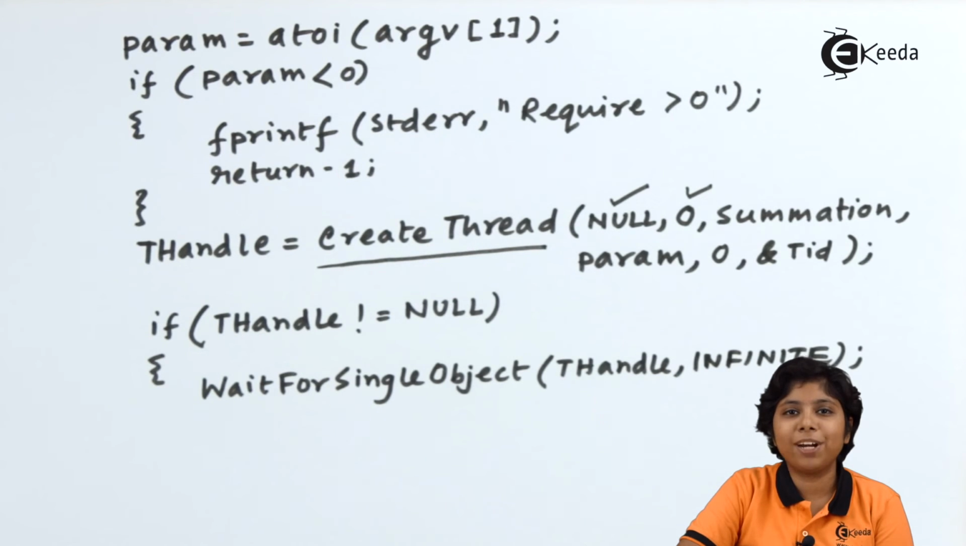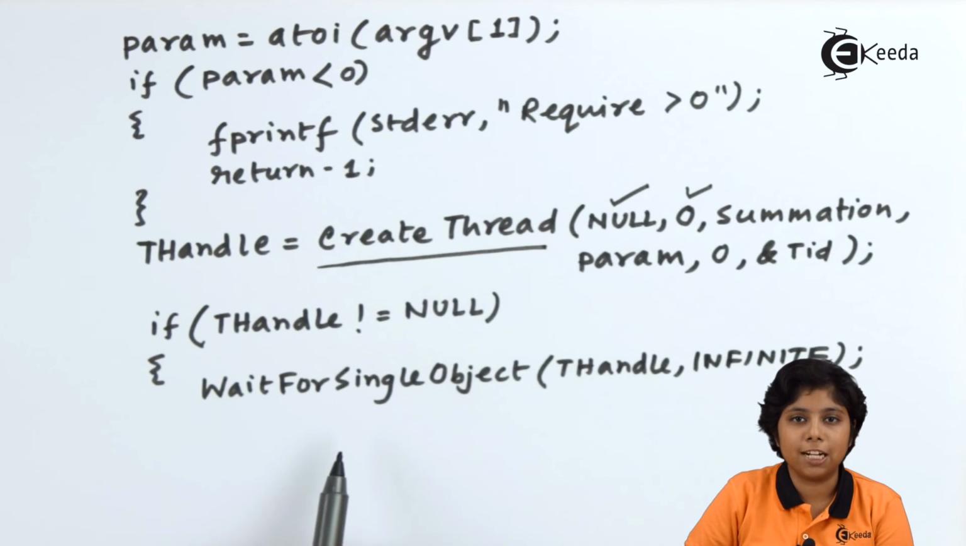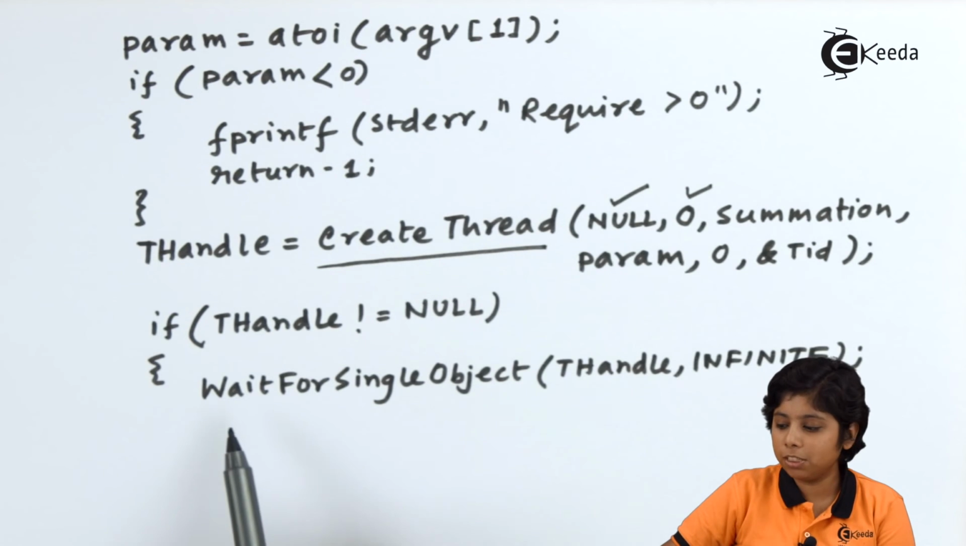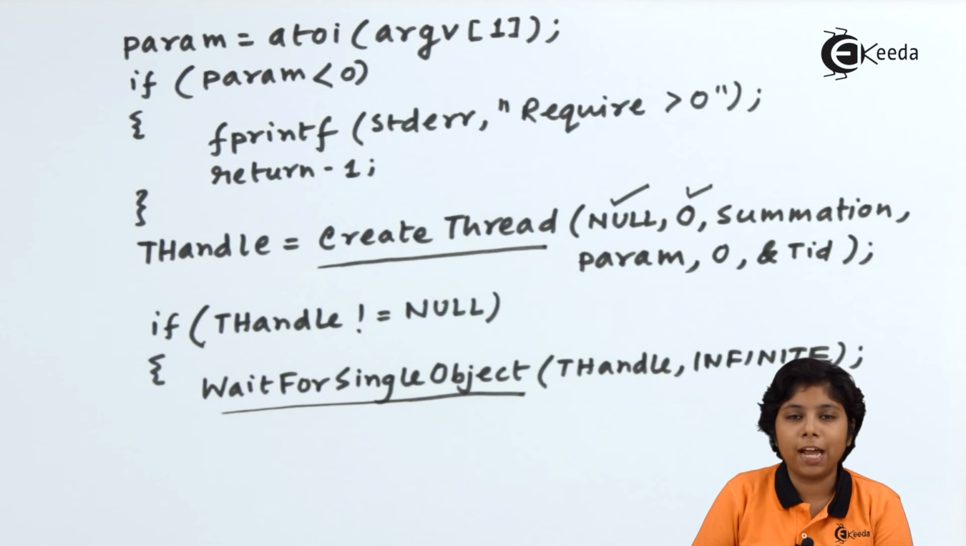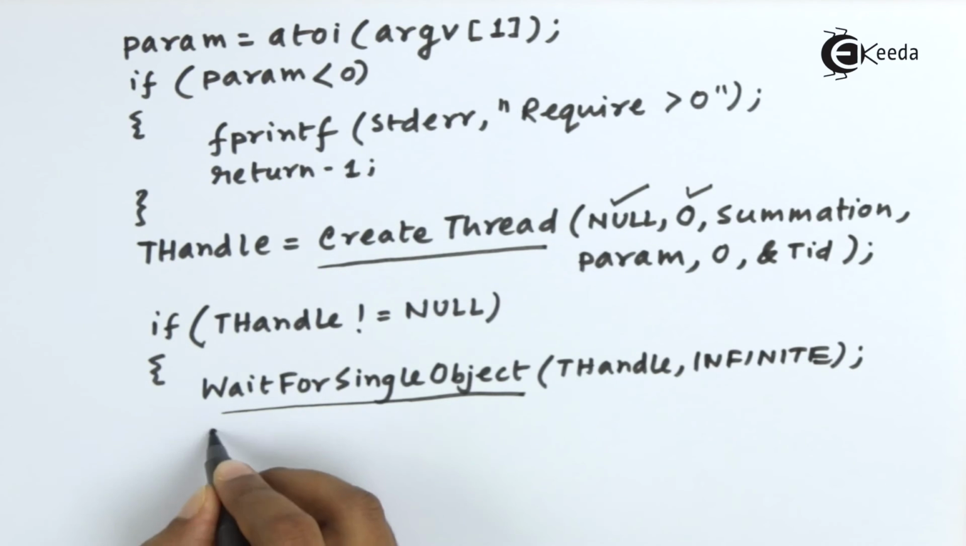Now, if the thread has been created successfully, then it will not return NULL. If it is not equal to NULL, then the parent thread must wait for the child thread's termination. We can do it with the WaitForSingleObject function. Using this function, the parent will wait, and after that, the parent will output the result of the summation function.